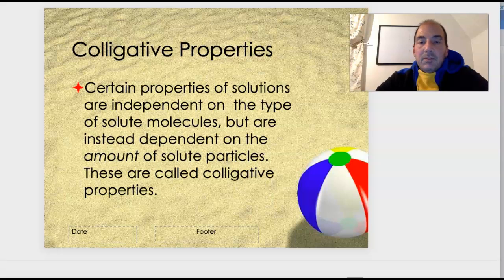So don't be misled by this, but the fact that I said 2 moles of ions were in the water, if I took 2 moles of sugar, I would get the exact same properties. So it's about the number of particles. Okay, again, that's the key idea.